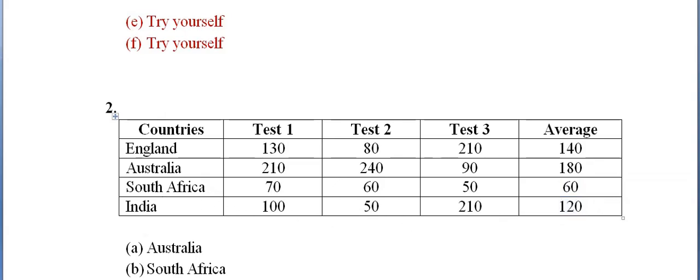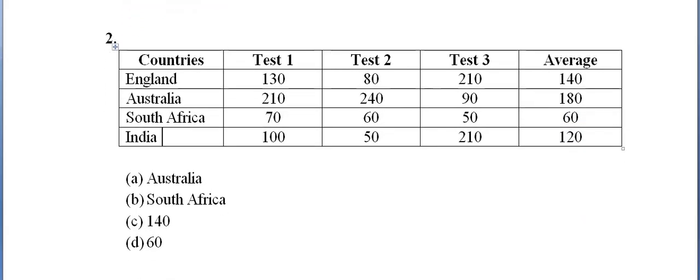Then we can solve these once we have this average table. With this information of average, you can simply answer these questions. Let us see the first question. Question number 2a: Against which team did Rohan have the highest average?